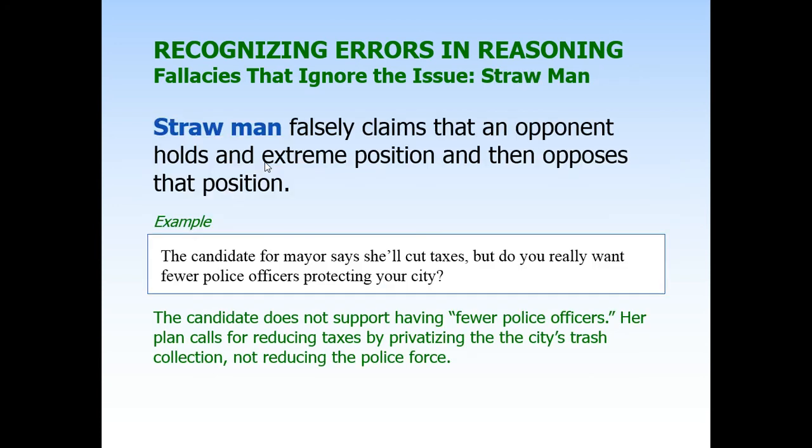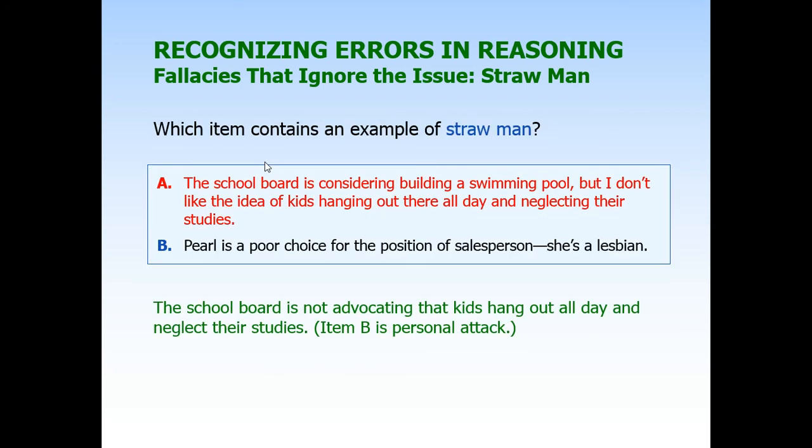Straw man is where you falsely claim that an opponent holds an extreme position and then oppose that position. So it's basically they say it and then they contradict themselves. So they say something and then contradict it. So an example, the candidate for mayor says she'll cut taxes, but do you really want fewer police officers protecting your city? So it's almost like reverse psychology, where they'll make that statement and then contradict it, so it counters it. So then there's holes in this type of reasoning. So again, that's straw man.